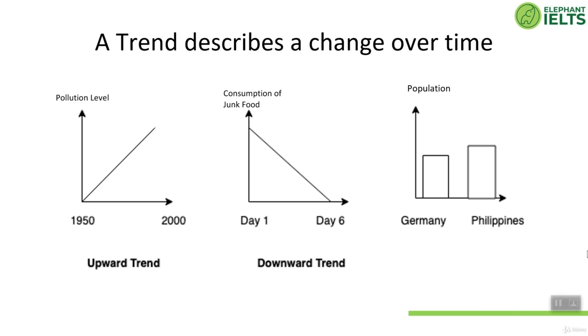Look at the third diagram. This one is a bar chart. Does this one also show a trend? Can you see time anywhere? No, we can't. So we cannot say this shows a trend. Well, what does it show then? It shows the population in Germany and in the Philippines. And from the information we can see that the population in the Philippines is higher than the population in Germany.